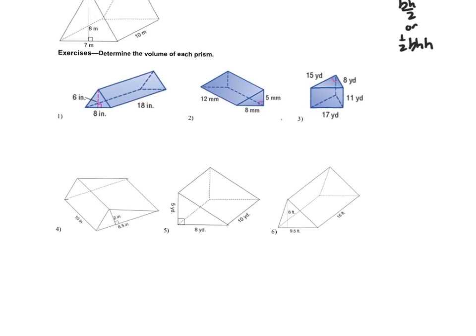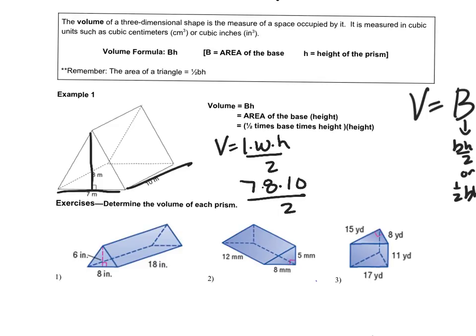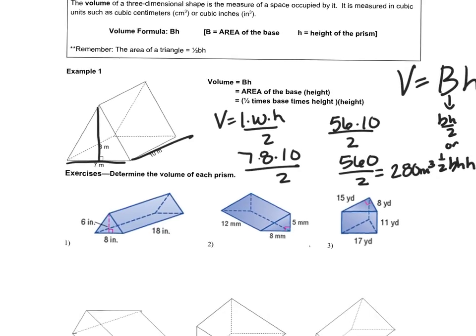Okay, so look at number 1, or let's look at the example, sorry. So we're going to say length times width times height divided by 2. My length is 7. The height of my triangle is 8, and my other height is 10, and I'm going to divide that by 2. So 7 times 8 is 56. 56 times 10 is 560 divided by 2, which is 280. Sorry, my mind's not going good today. Okay, so meters cubed. So that's going to be our example.